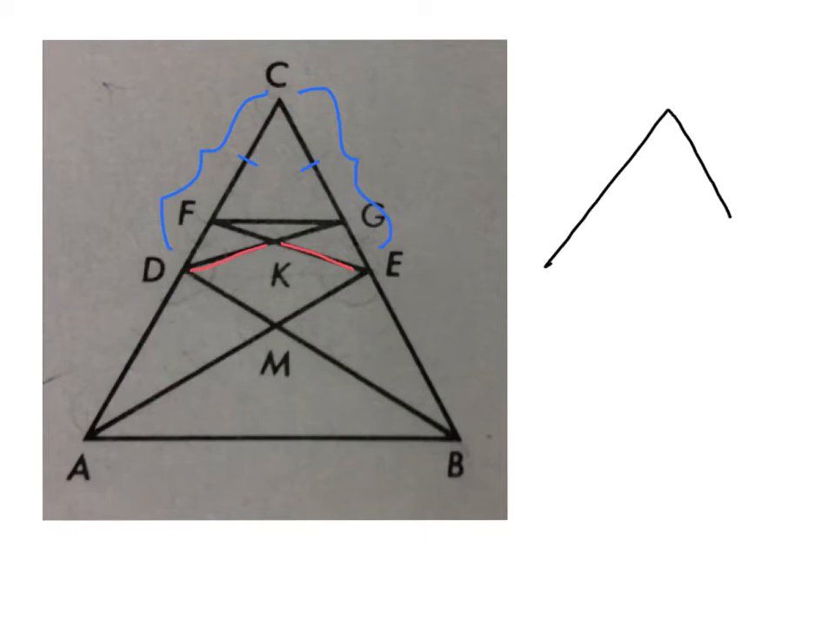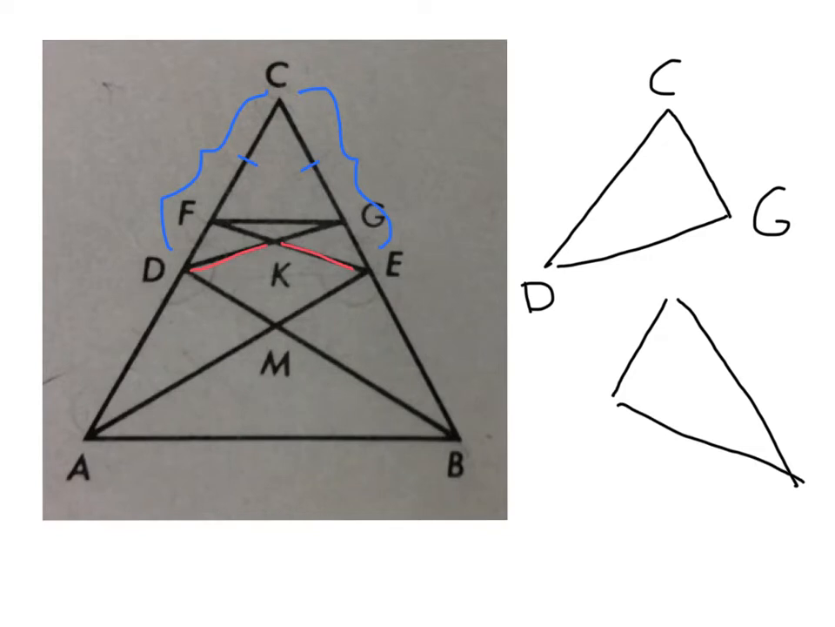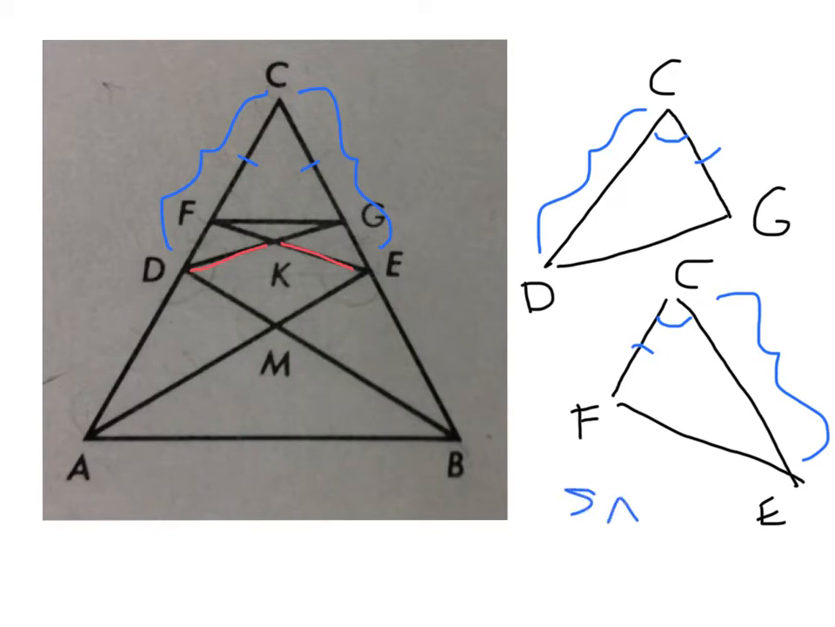I've got this triangle, and that's triangle DCG, and then I can go the other way, and I've got triangle CFE, excuse the handwriting here, I don't have a stylus with me at this moment. Looking at those triangles, I know side CD and side CE are the same. I know that CG and CF are the same. I also know that they both share angle C, which means I basically have side angle side congruence, right?